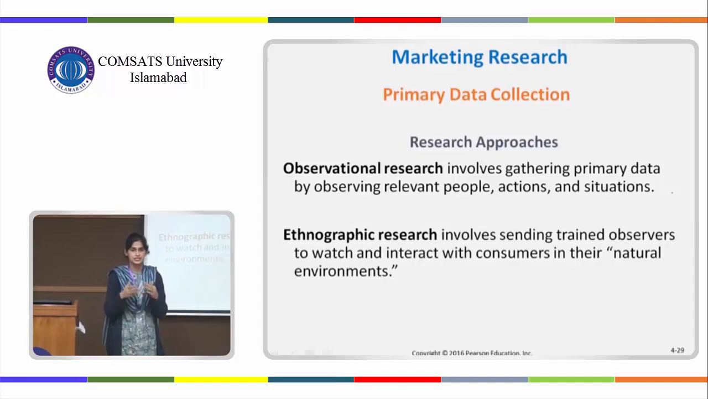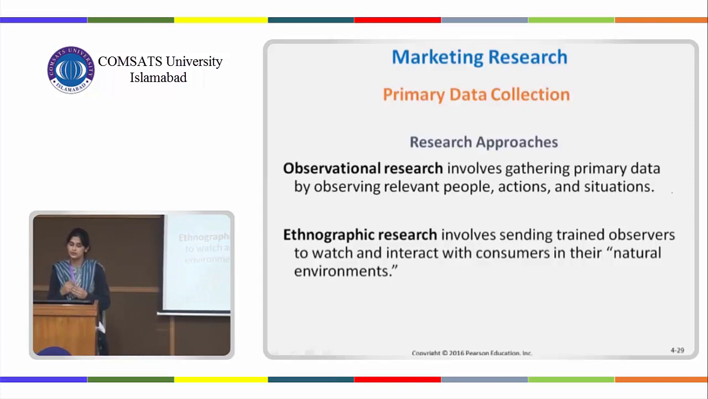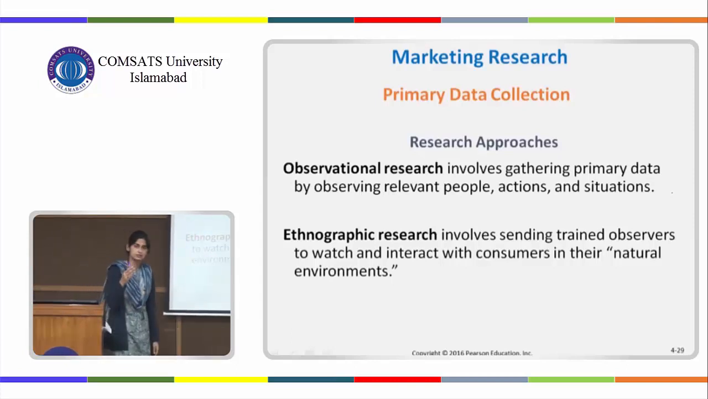Now coming down to the first element of planning for primary data. The first element was research approaches. So we're going to firstly talk about observation. So what would be observation? You gather the primary data by observing your sample, right?